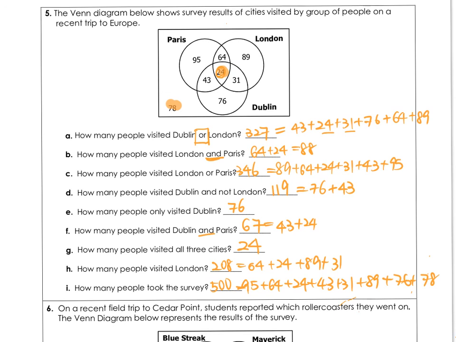Okay, so that's how we use a Venn diagram to help us identify different groups, different sets. So give it a try. Make sure that you feel free to pause the video, rewind it, and go back and relearn it if you don't understand anything.